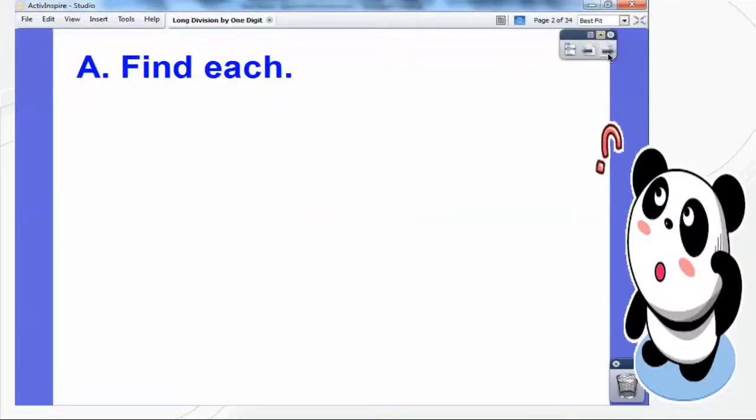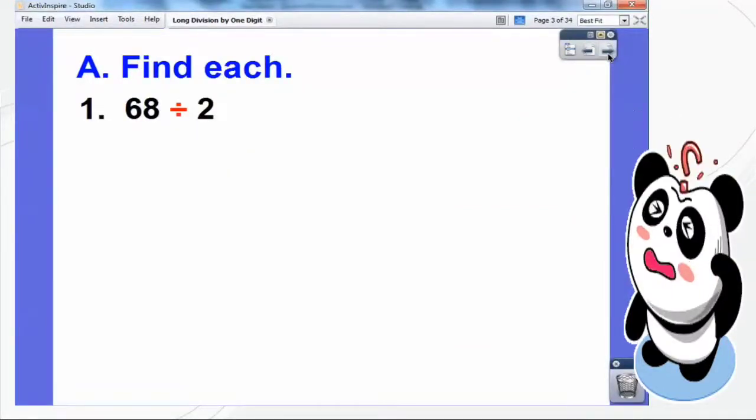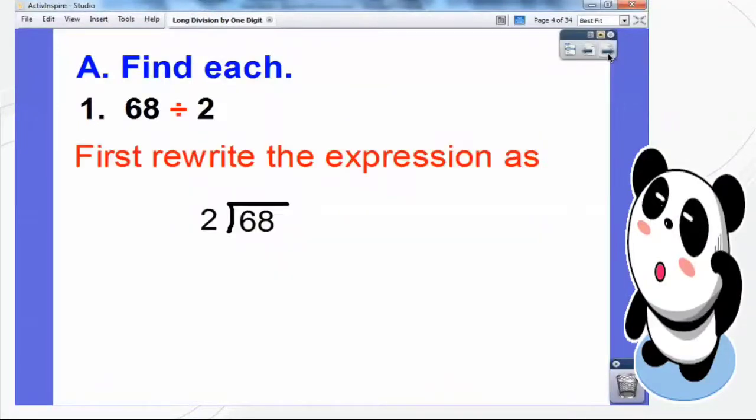Nice easy one here, so let's go ahead and find this guy, 68 divided by 2. Okay, when it's written like this, we have to change it so it looks like this. So this says 68 divided by 2, okay? There are other ways to do this, but I'm going to show you this way. This is the way I'm most comfortable with.